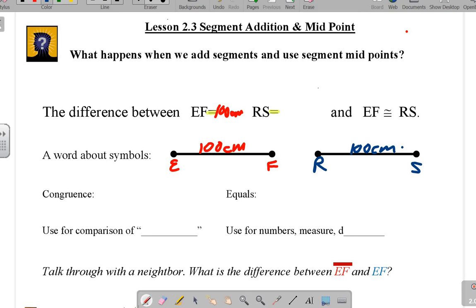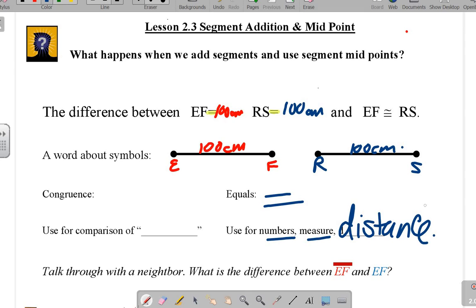Now here, it's also 100 cm. So we use an equal sign for numbers, measures, and distances. We're getting to congruent. We're just not there yet. You're one step ahead. So whenever you see an equal sign, it means there is a number on the other side. That's an important distinction.